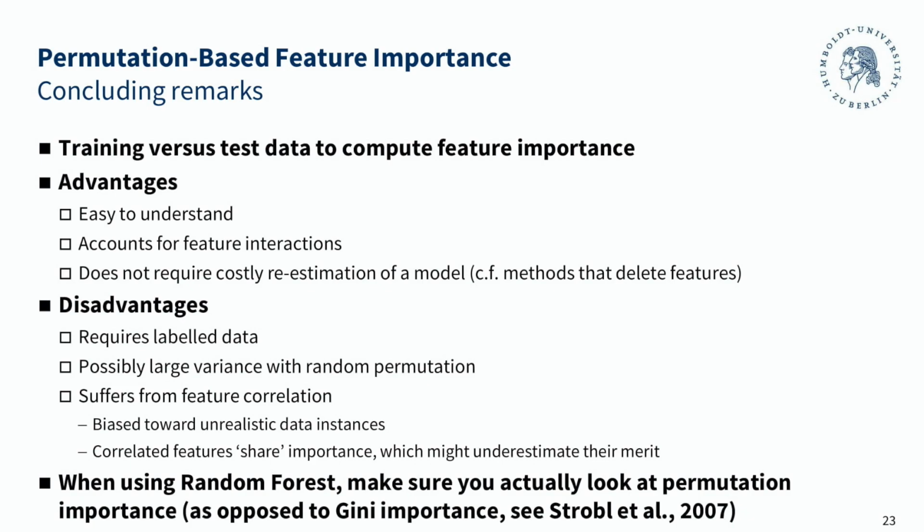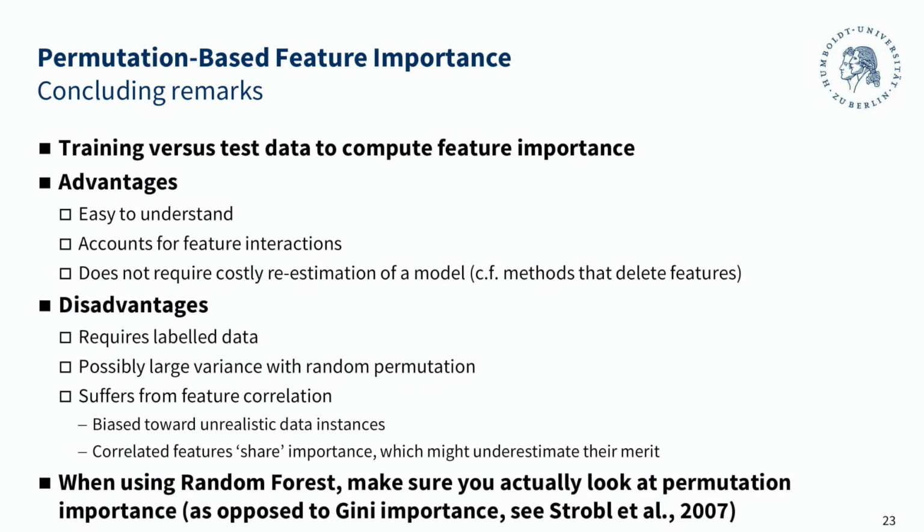The approach is vulnerable toward correlation. Correlation is a problem. If features are correlated, your view on feature importance will be biased. So you need to take account of feature correlation, or you need to check whether features are correlated, and if they are, be very careful interpreting these feature importance scores. We'll come back to that in the scope of partial dependence plots.